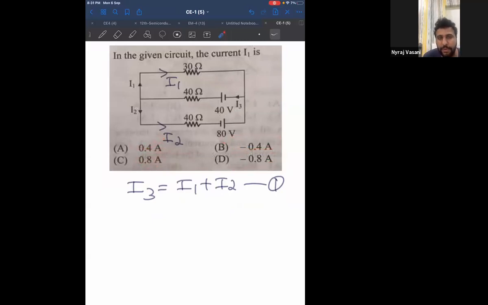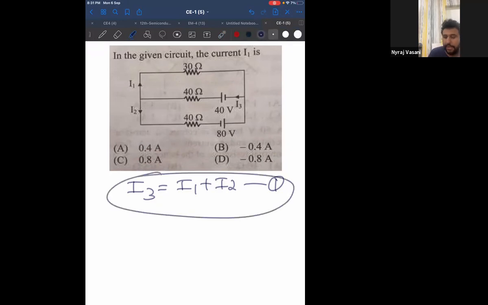Can you solve and tell me what will be the answer? Can you apply KVL in each loop and tell me what will be the answer? Start. This is not there in the question. I'm erasing this. Only this much is there in the question. This is the clue I am giving you. I3 is equal to I1 plus I2 is the clue I am giving. Start.